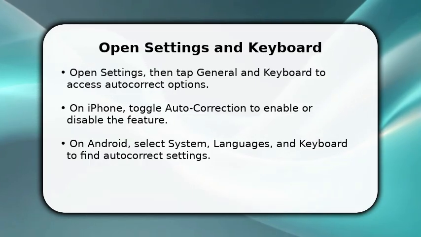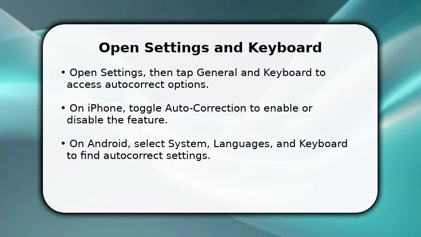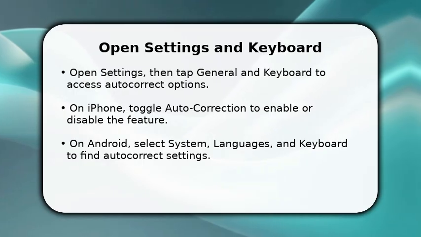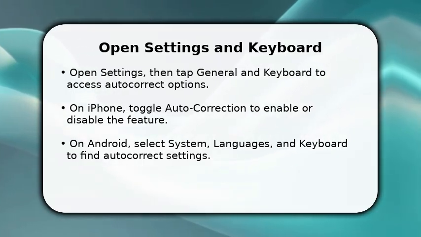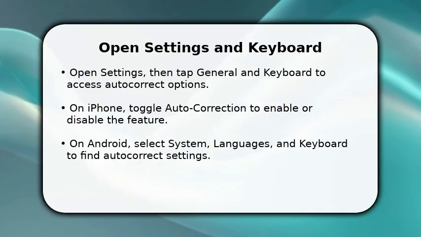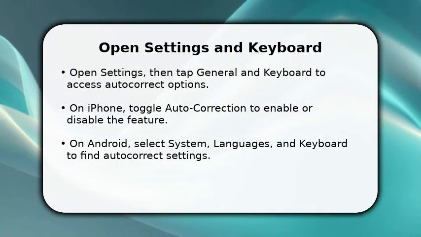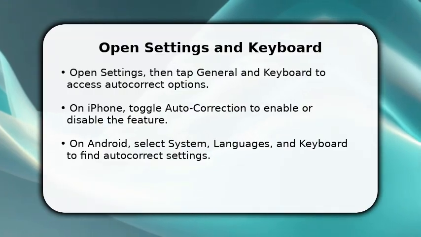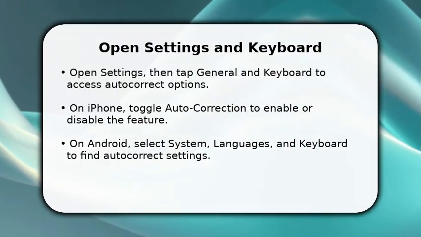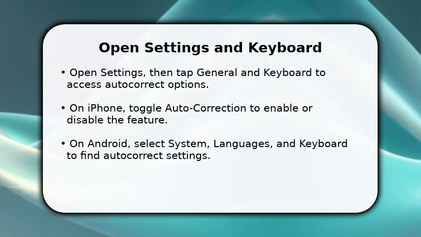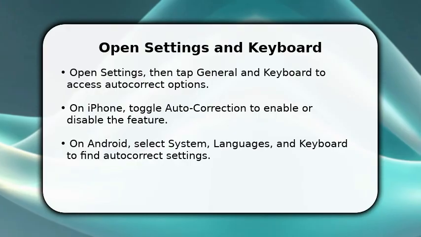Open the Settings app on your phone to begin changing autocorrect. On iPhone, tap General, then tap Keyboard to view typing options. On most Android phones, open Settings, choose System, then Languages and Input, and select your keyboard app. Each phone labels the menu slightly differently, so look for Keyboard, Input, or Typing settings. This first step locates the autocorrection toggle and related predictive features for editing.